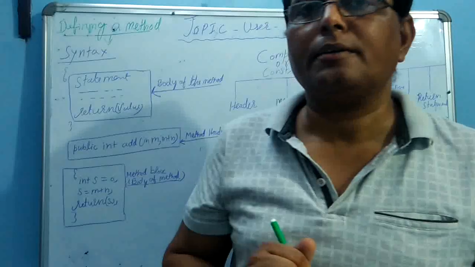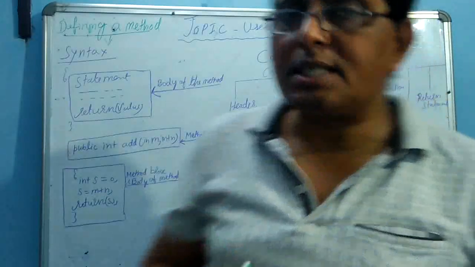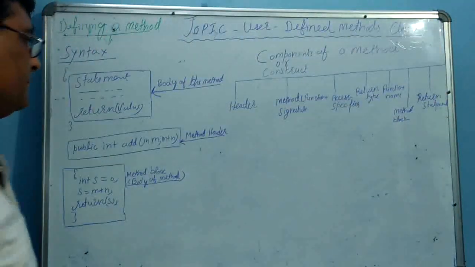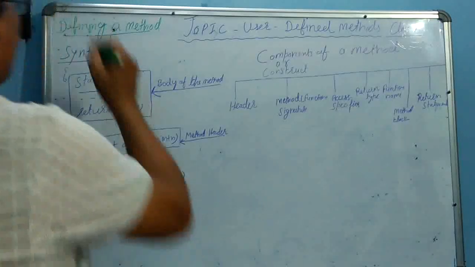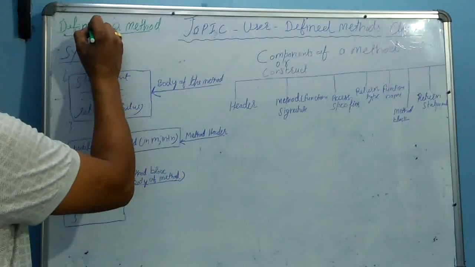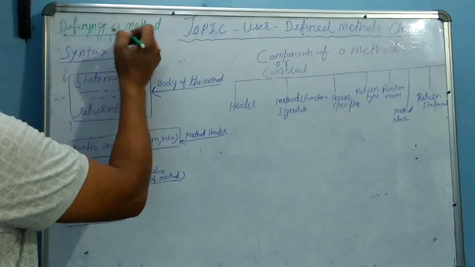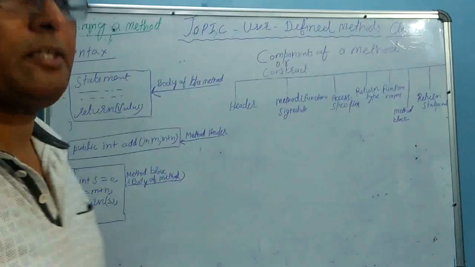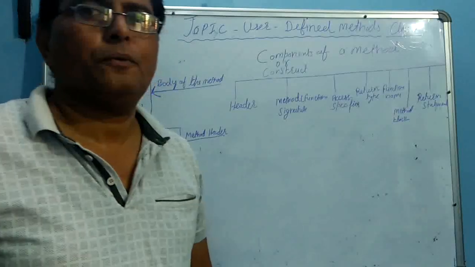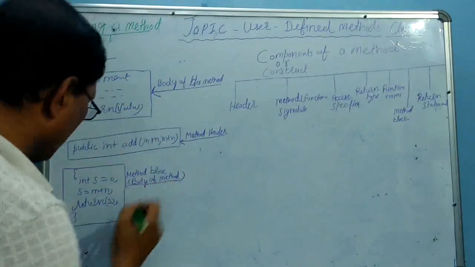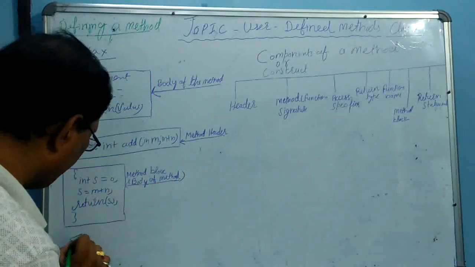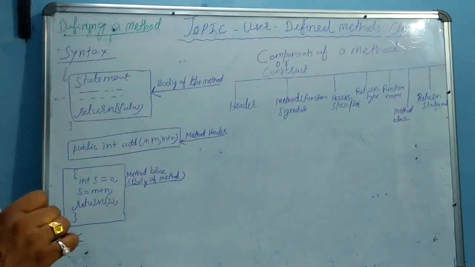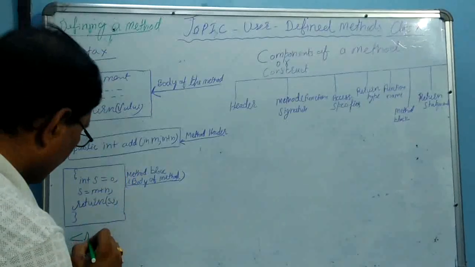Now first of all we will discuss the syntax of the defining method. Syntax means format, how you will use. So first of all you will write here access specifier.